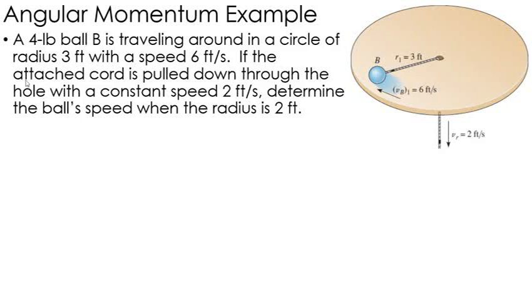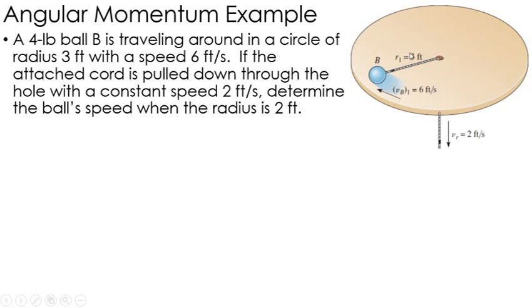All right, in this problem, I have a 4-pound ball that's traveling in a circle with a radius of 3 feet at a speed of 6 feet per second. Then I pull on a cable through the center at 2 feet per second, and I want to figure out, once my radius gets to 2 feet, what is the total speed of the ball?